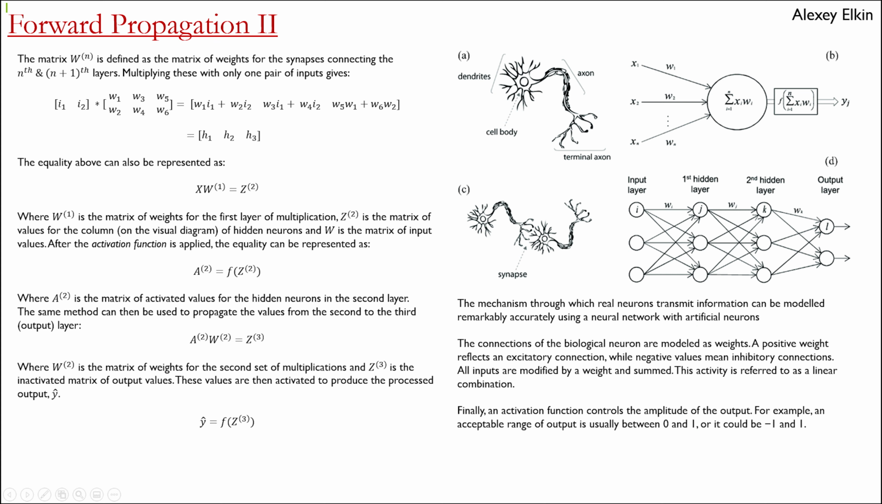The mechanism through which real neurons transmit information can be modeled remarkably accurately using a neural network with artificial neurons. The connections of the biological neuron are modeled as weights. A positive weight reflects a positive connection, while negative weights reflect a negative connection. All inputs are modeled by weight and summed. The activity is referred to as linear combination. Finally, an activation function controls the amplitude of the output. For example, an acceptable range of output is usually between 0 and 1, or it could be -1 to 1.